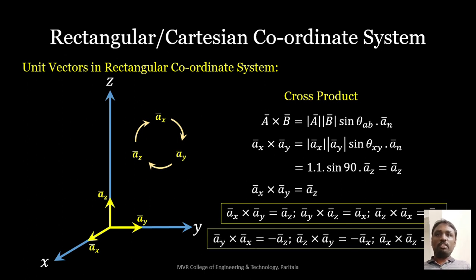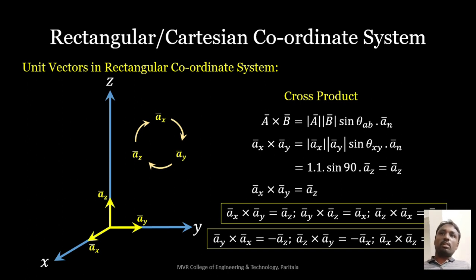This is the way: ay cross ax bar is equal to minus az bar. Similarly, az bar cross ay bar is equal to minus ax bar. Similarly, ax bar cross az bar is equal to minus ay bar. This is the way you can identify the cross product between two different unit vectors.